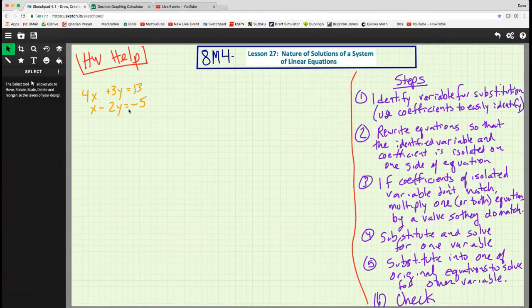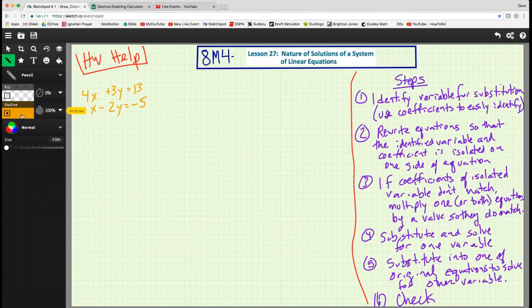Okay, watch what happens here. This is a lot, and I'll give this to you. This is a lot to learn in one lesson, how to do substitution, and this is really substitution on steroids. So just watch me solve this one. So the idea here is that this is where step number 1 and number 2 come in. We're going to identify a variable for substitution that the coefficients are going to make it easy to identify. And I'll explain that in a second. And then we're going to rewrite equations so that the identified variable and the coefficient are isolated on one side of the equation. Now watch what I do.